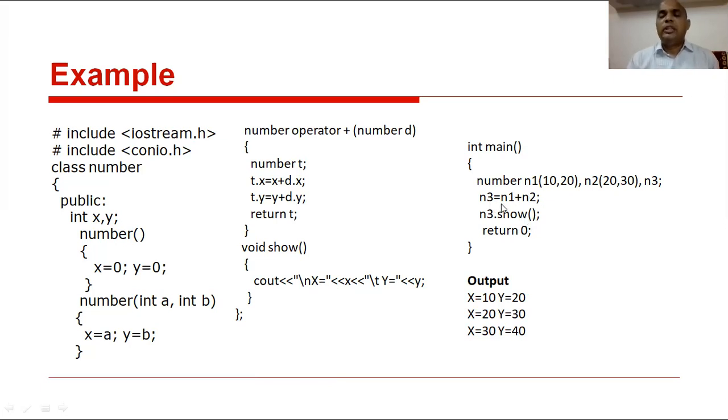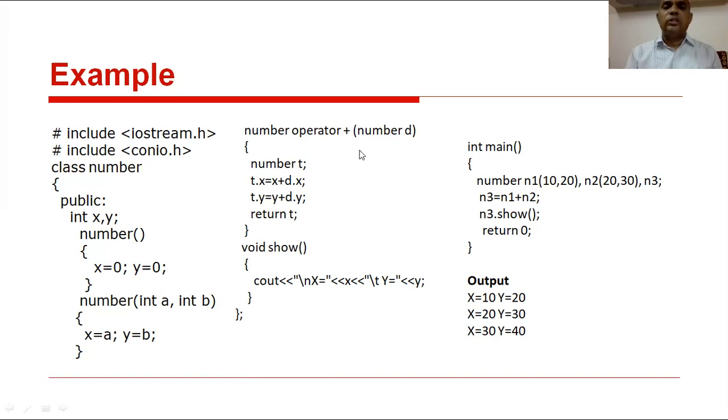So come here, where n3 equal to n1 plus n2. n1 is one object, n2 is another object. Then there is a plus. It can call this method, number operator plus, automatically calls. Clear? Then this type of method calling is called operator overloading. Here n1 plus n2. This is the first object, this is the second object. They have some values. Then it can overload this method.